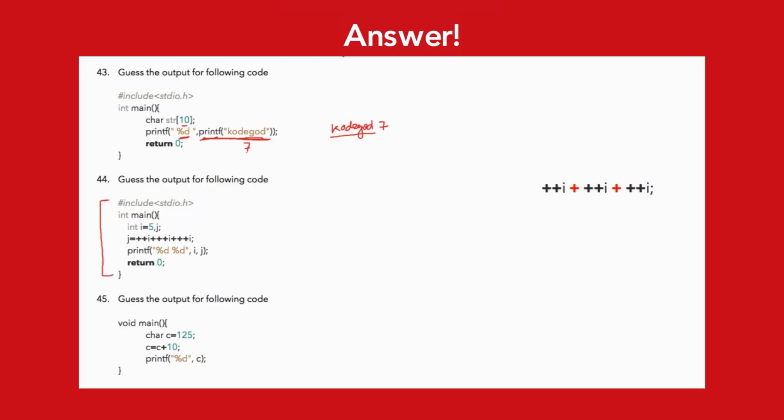Time's up. Here is the answer. We have a variable i initialized with 5, we have another variable j, and then we have one complex arithmetic instruction. Now I have simplified the arithmetic instruction for your understanding like this.